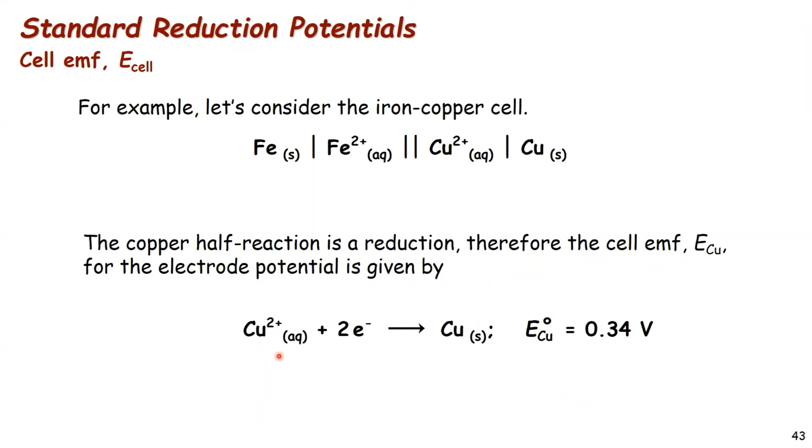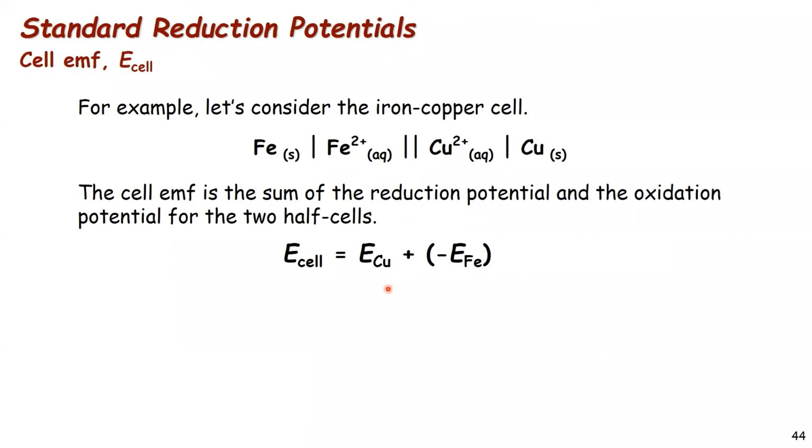Now, for the copper, we're going to look it up, and it's already given as the reduction half reaction. So I'm just going to look up this chemical reaction in the table, and I'm going to find that its standard reduction potential is 0.34 volts. Now, if I have to get the overall cell, and these are both reduction potentials, since we had to flip it, we have this negative sign.